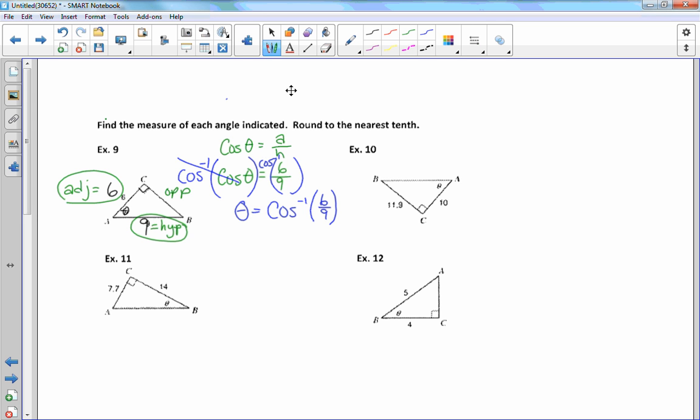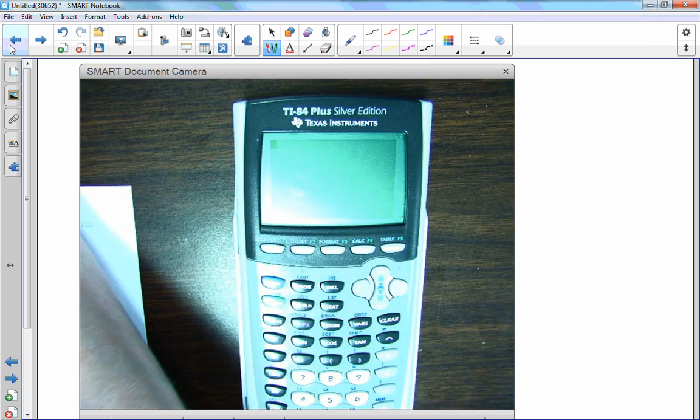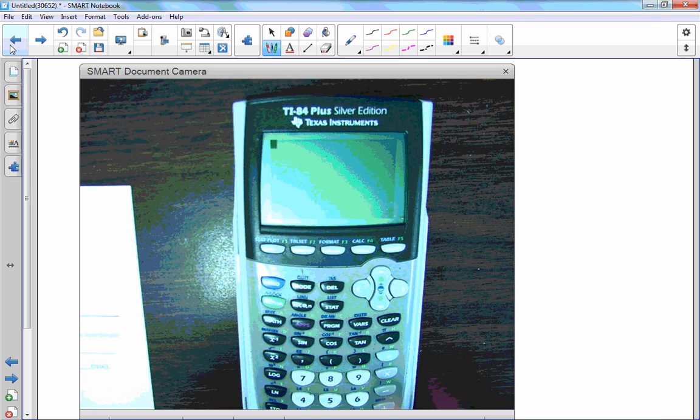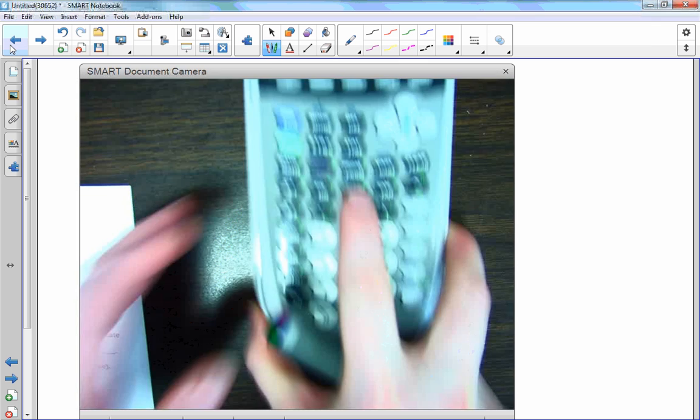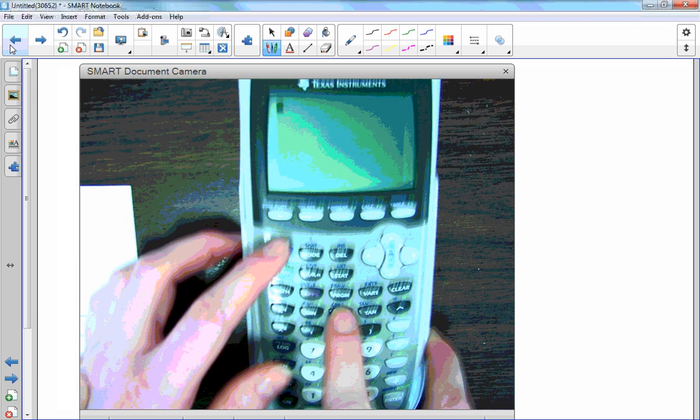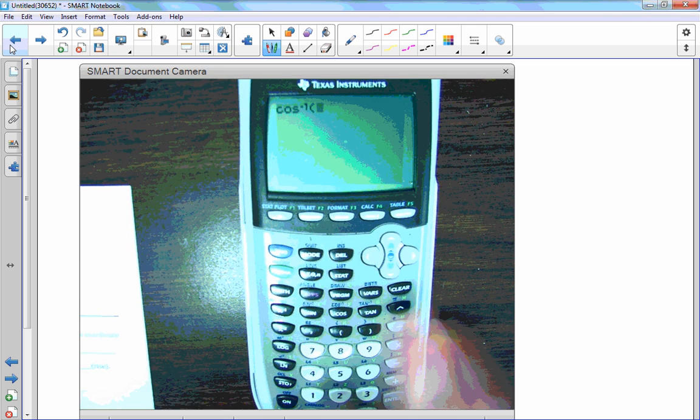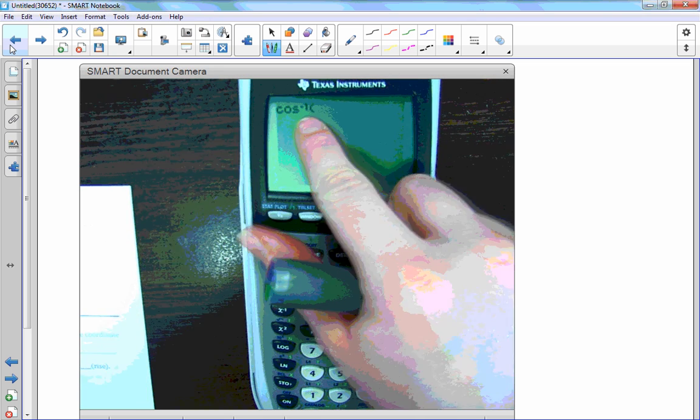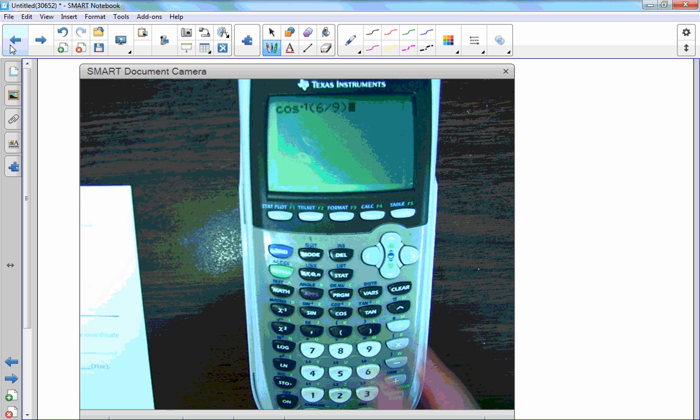And then just put it into your calculator. This time you have to use the cosine -1 button. So you don't just use regular cosine, you use inverse cosine. Make sure that you have second cosine, so you get that -1. So it's divided by 9.